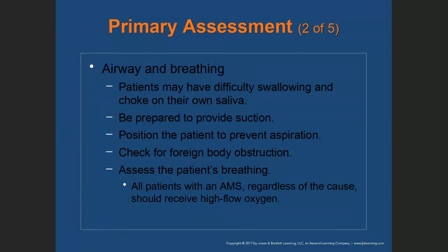Assess airway and breathing. Patients may have difficulty swallowing and choke on their own saliva. Be prepared to provide suctioning. Position the patient to prevent aspiration. Check for foreign body obstruction. Assess the patient's breathing. All patients with an AMS, regardless of the cause, should receive oxygen.